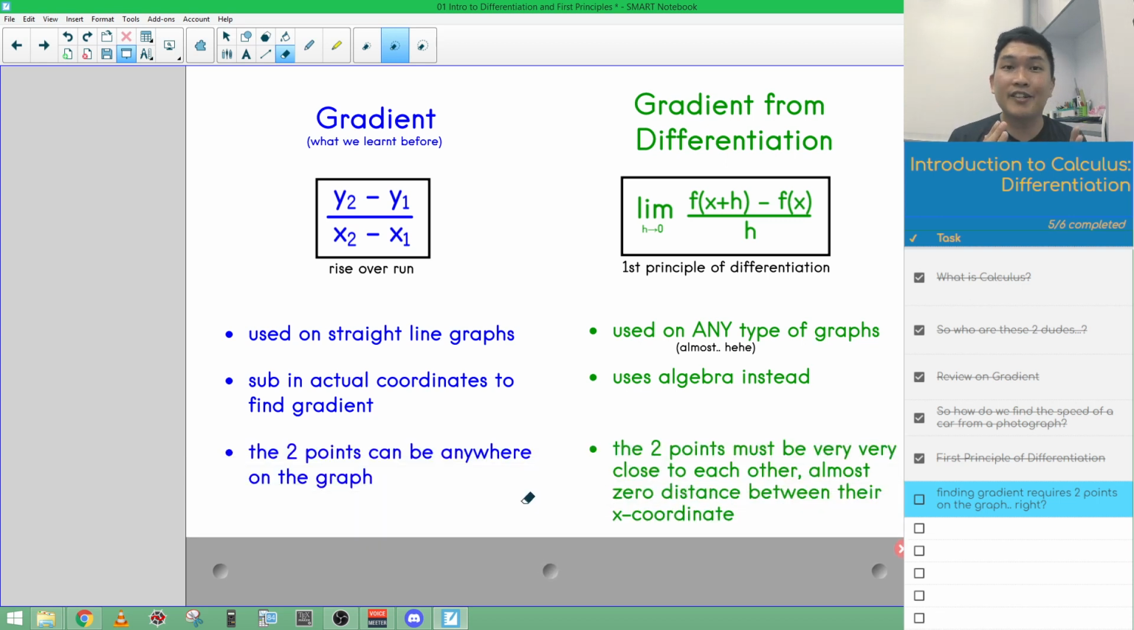And the last one is that for straight line gradient, the two points can be anywhere. You can put them near, you can put them far, it's fine. It will still give you the same gradient. But for differentiation, the two points have to be very, very close to each other, almost like there's no distance between them at all. That's what we've gone through so far.